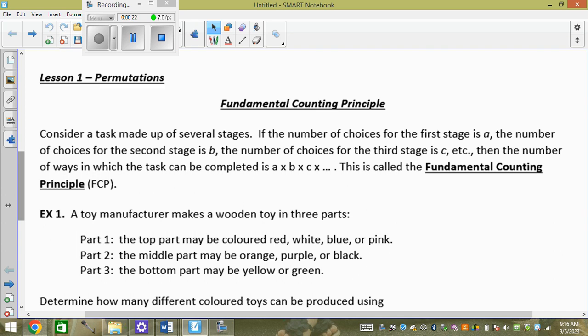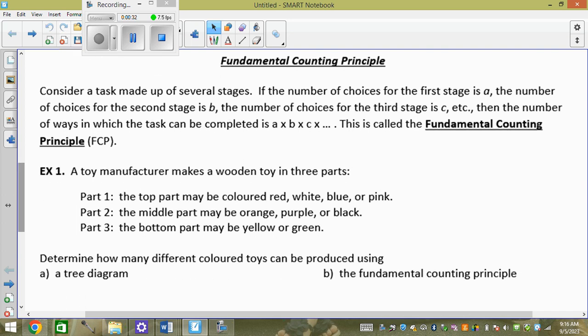Like, let's be honest. The word permutations, or how many robots can I make if the head can be this many colors, and the middle can be this many colors, and the bottom can be this many colors. So, here we have, consider a task made up of several stages. If the number of choices for the first stage is A, and the number of choices for the second stage is B, and the number of choices for the third stage is C, then the number of ways in which the task can be completed is A times B times C times however many there are. That's the fundamental counting principle.